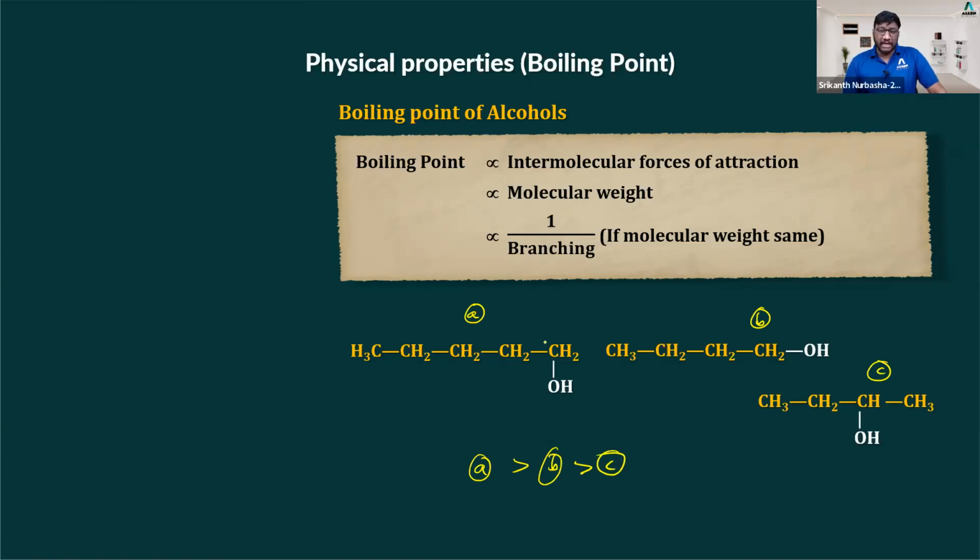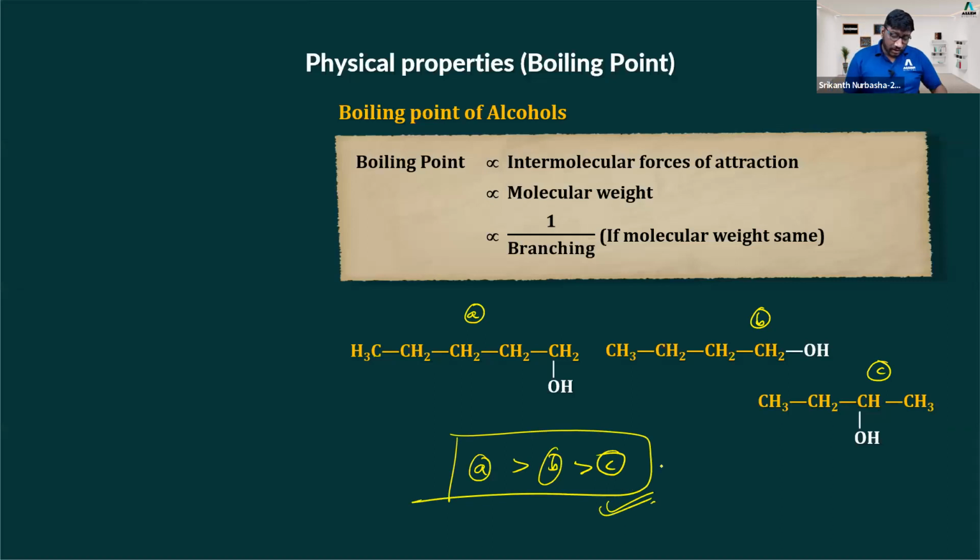Because A will have greater molecular mass. So greater molecular mass you have to compare first. So A will be greatest. When you try to compare between B and C, B will be greater than C, because in C we have branching. In B we don't have any branching. So A, B, C will be the right order.